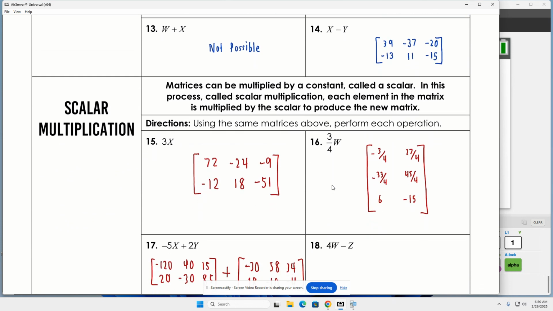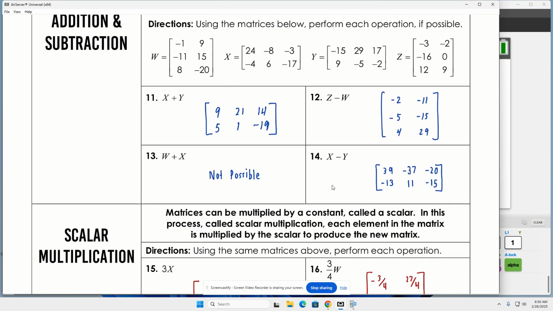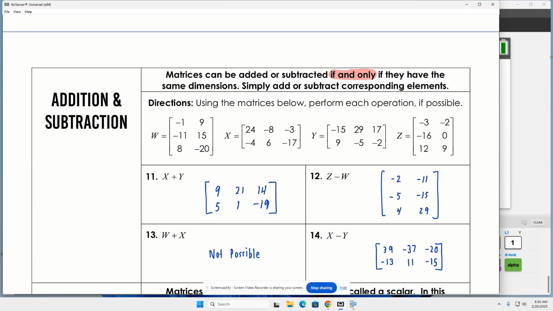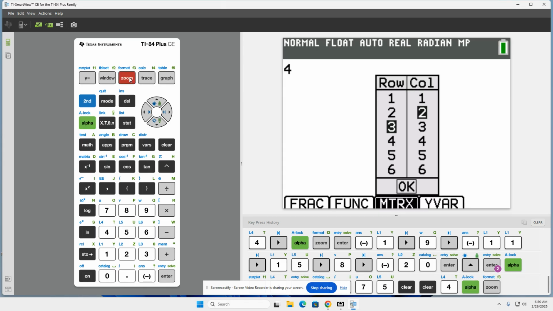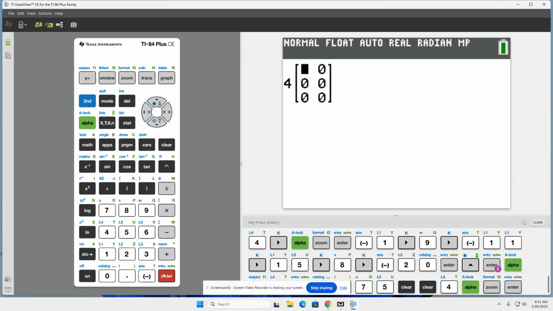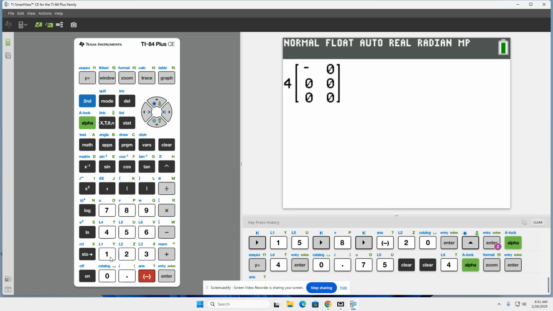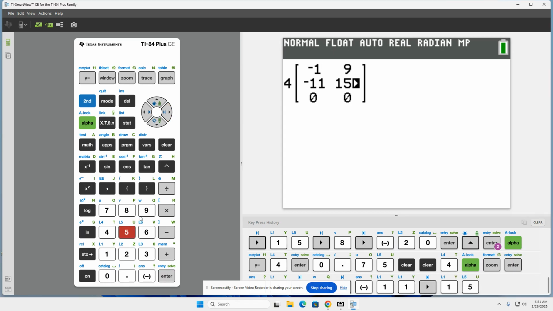So let's do 4w minus z. I'm going to look at this while I go to my calculator and do 4w. So 4 times alpha, zoom. What is w? Well, it's a 3 by 2, which is what this is set for. So let's plug it in. We got negative 1, 9, negative 11, 15, 8, and negative 20.